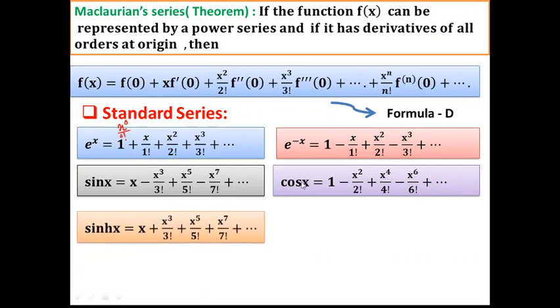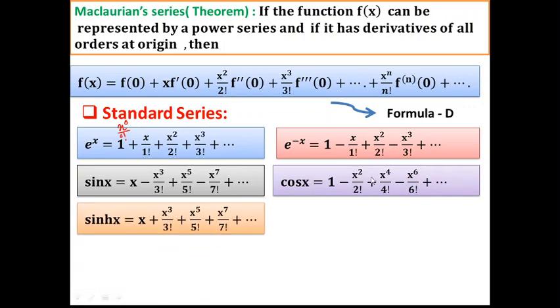Similarly, we can have a cosine series expansion for this function. As the cosine function is an even function, you will find the even powers of x. It will start with 1 minus x square by 2 factorial, again with alternate plus minus signs. On the same line, we can have the expansion for the hyperbolic sine function. If you observe these two series, the terms are similar, with only one change: in the hyperbolic sine function, we will find all terms positive.